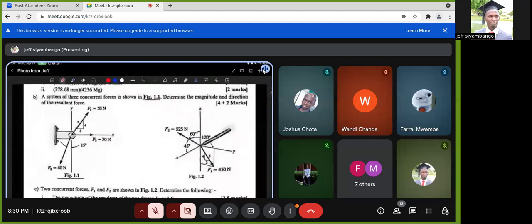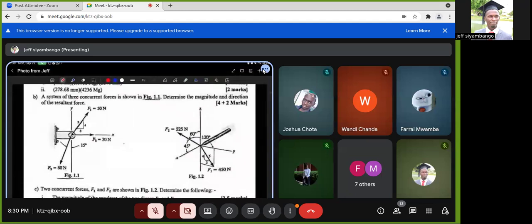So notice that in each case, they've given me different descriptions to help me get the components. For F1, they used a small triangle. For F3, they've just made it to lie along one axis. For F2, they've actually given me an actual angle. So they're literally trying to see if you can get components here for different scenarios.